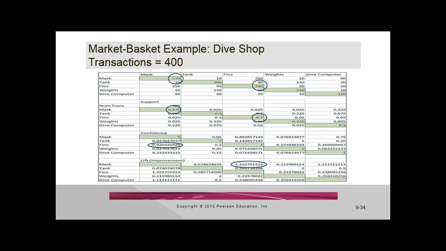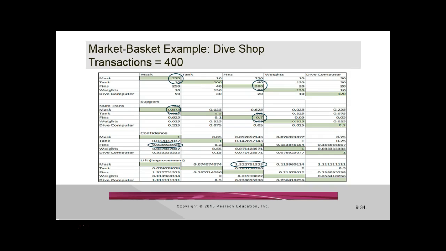What's something that, if they buy this, it's less likely that they purchase this other thing? What else could we find? Give me something that's not a very strong relationship. Okay, mask and dive computer. Mask and dive computer is 1.11, so that's a positive relationship, because the probability they buy a dive computer overall is 30%, but if they buy a mask with it, it goes up to 33.3%. So that's where that 1.111 comes from.